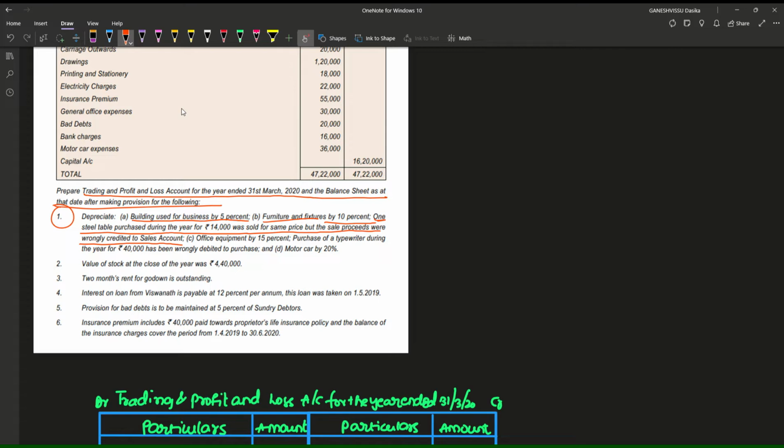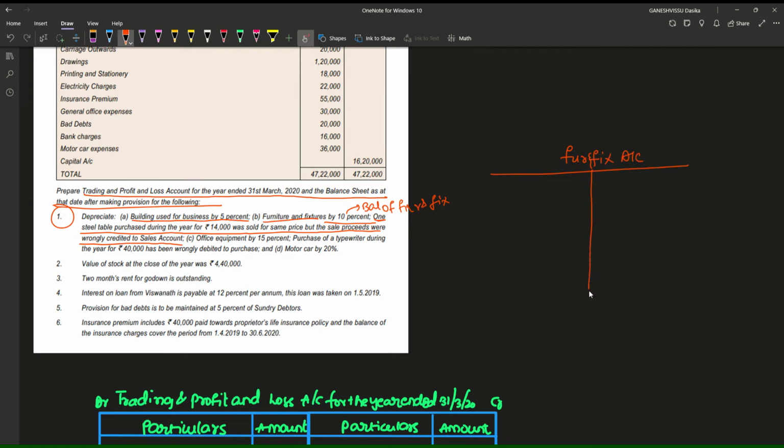What happened? We need to depreciate furniture by 10%, but we can depreciate only the balance of the furniture and fixtures, the balancing figure. Before going to that, we need to rectify this error. One steel table was purchased during the year for 14,000. First of all, let us see the furniture and fixtures account.